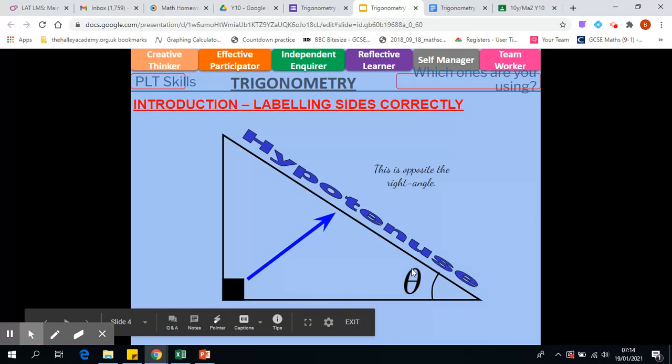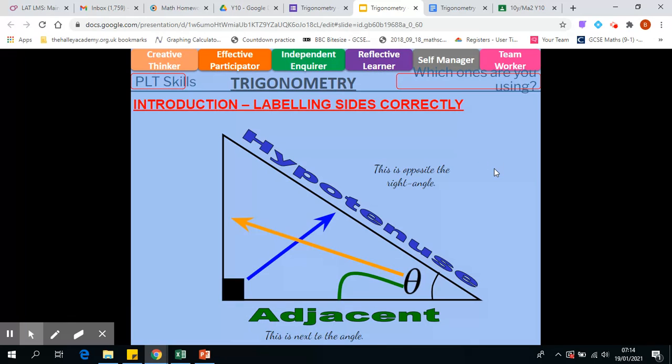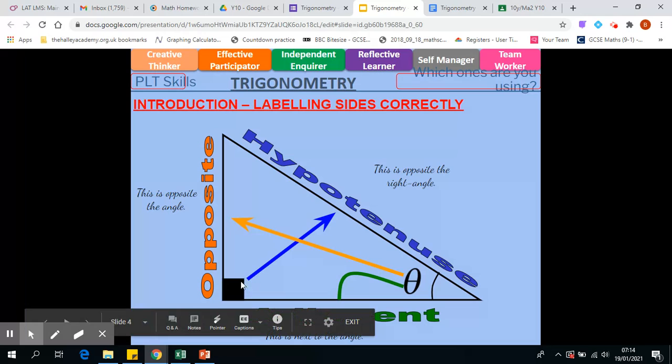Here we've got an angle. The side next to the angle is called the adjacent. The side opposite to the angle is called the opposite side. Now it's very important you start labeling the sides correctly. I repeat, start with 90 degrees, that's the hypotenuse. The angle given, which is theta, next to it is the adjacent, and opposite to it is the opposite side.